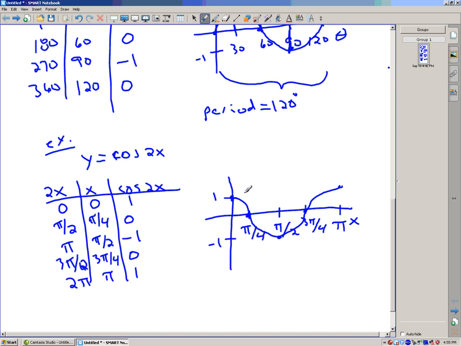And then let's take a look at our amplitude. Our amplitude is here, or here, or here. All of those amplitudes are 1. And the period is the distance it takes to see the whole graph, which here is pi.